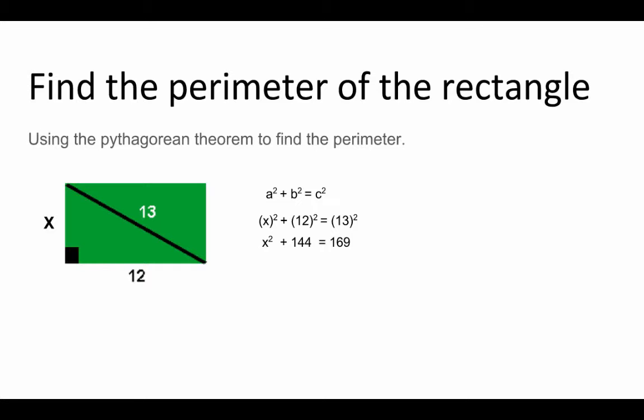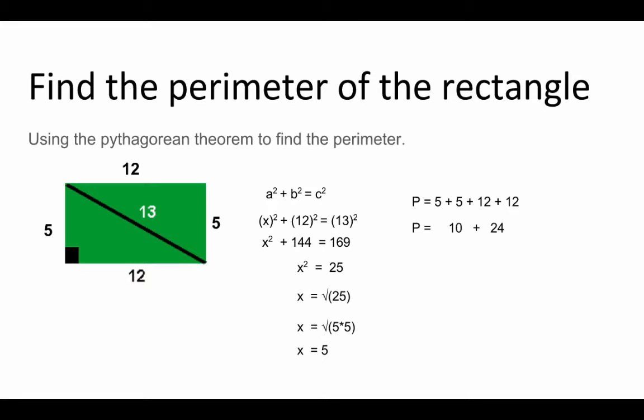We subtract 144 from both sides, and we get x squared equals 25. We take the square root of 25, which is 5 times 5 under the square root, and we can take out a 5. We're going to plug in what we know. So I'm going to replace x with 5, plug in a 5 across the other side, and a 12 across the other side, add up all the sides, and we get 10 plus 24, which equals 34 units.